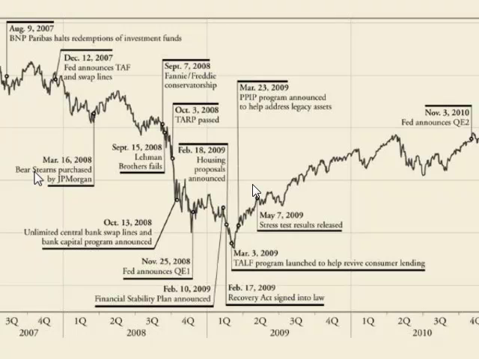So after Paribas halted the redemptions, the Fed announced TAF and some swap lines between the United States and Europe, because they were short on dollars. There was a run, kind of like a run on money, and these banks needed more dollars, and the Federal Reserve added swap lines to this.